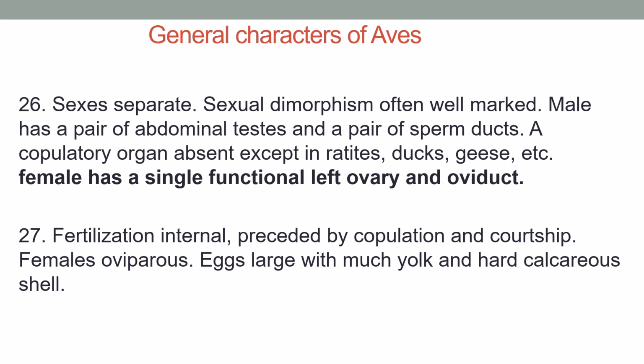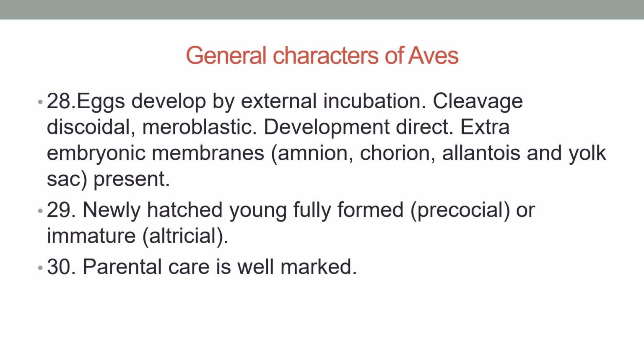The fertilization is internal, preceded by copulation and courtship, and the females are oviparous. The eggs are large with much yolk and having a hard calcareous shell. The eggs develop by external incubation. The cleavage is discoidal and meroblastic. The development is direct. Extra-embryonic membranes, the amnion, chorion, allantois, and yolk sac are present. The newly hatched young is fully formed, and the parental care is well marked.